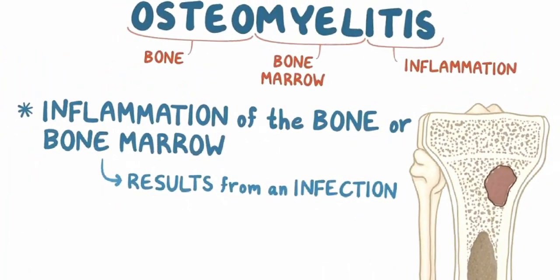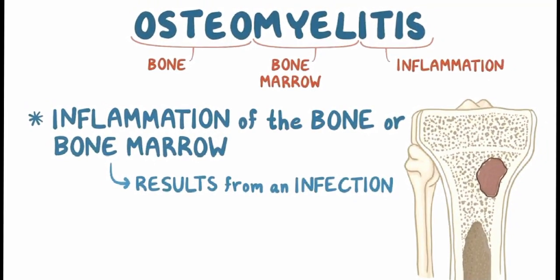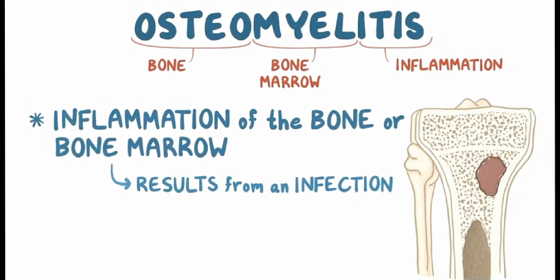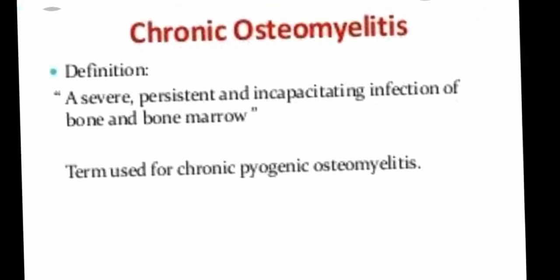Osteo means bone, myelitis means bone marrow, and this means inflammation. So osteomyelitis is the inflammation of bone or bone marrow, resulting from an infection. Let's see its definition: it is an infection and inflammation of the bone and bone marrow, usually a painful inflammatory disease of a bone, often of bacterial origin, that may result in the death of bone tissue. So we have to treat it.